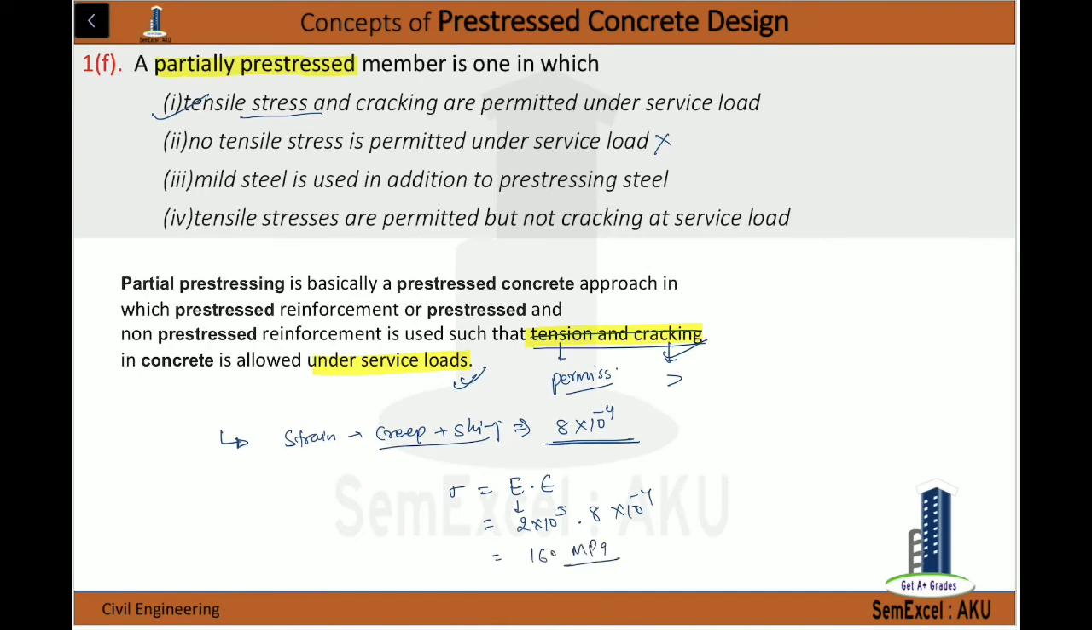And for mild steel, what is the value of Fy? Fy is equal to 250 MPa. So see, even if we pre-stress that mild steel by this 250 MPa, then we will lose approx 160 MPa. So there is no use of pre-stressing. That's why mild steel can never be used as a pre-stressing steel.